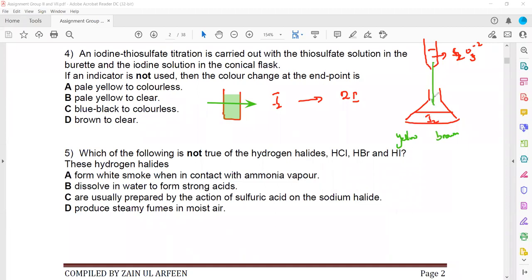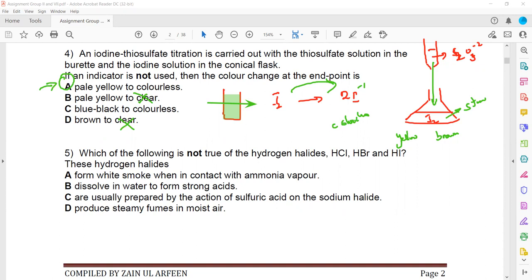But when we add thiosulfate, iodine reacts with thiosulfate, and the iodine molecule turns into iodide ion. So when iodide ion is there, this is colorless. It does not have any color. So the clear solution is not showing any nature. So we are left with pale yellow to colorless or blue black to colorless. Blue black to colorless is valid if there was starch present in the question. But in the absence of starch, it will be light yellow or pale yellow to colorless. That's why A is the right answer.